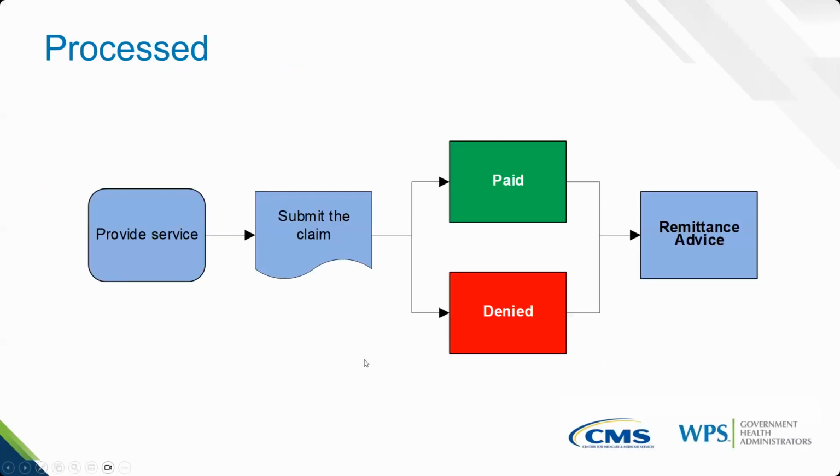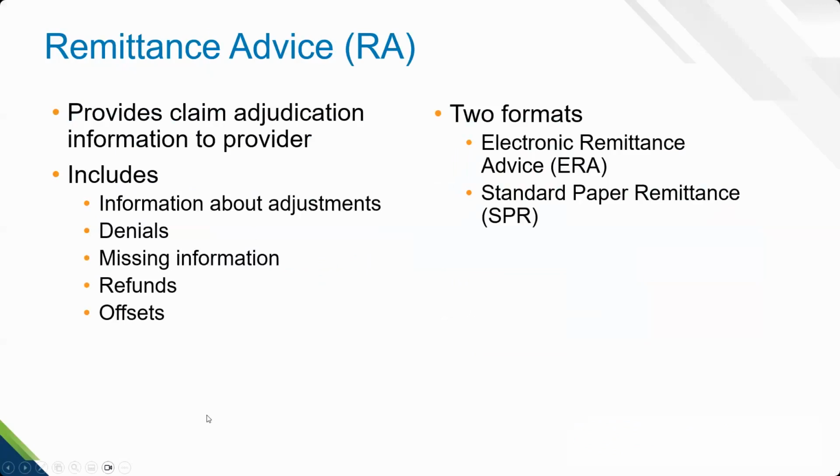So let's take a look at that graphic then that shows the path for a processed claim. The provider provides the service, submits that 1500 claim form or the 837P, and then during the processing of that claim, there is a decision to pay the claim or deny the claim, or pay claim lines or deny claim lines, and then a remittance advice is generated. So I want to talk about that remittance advice, or the RA, just a little bit more.